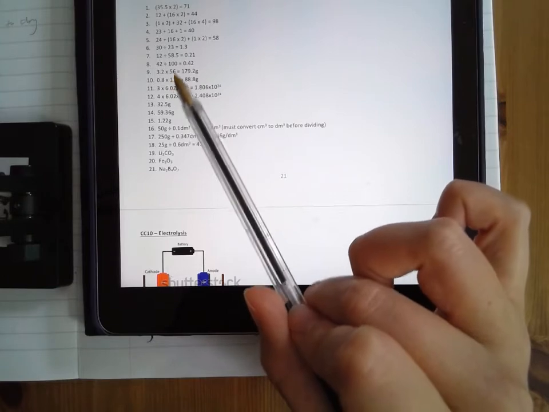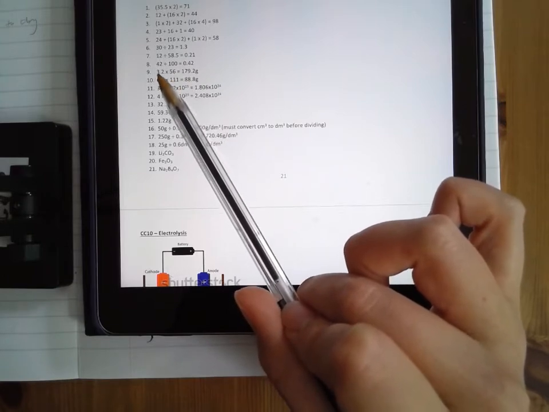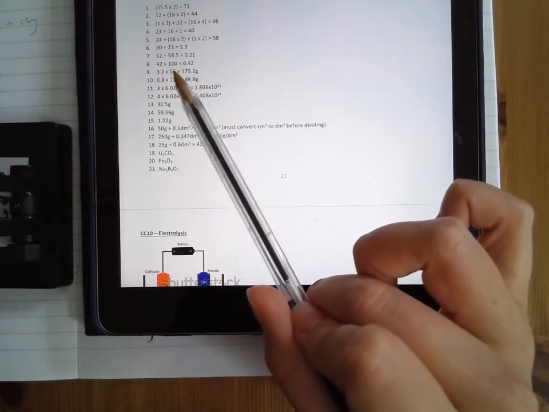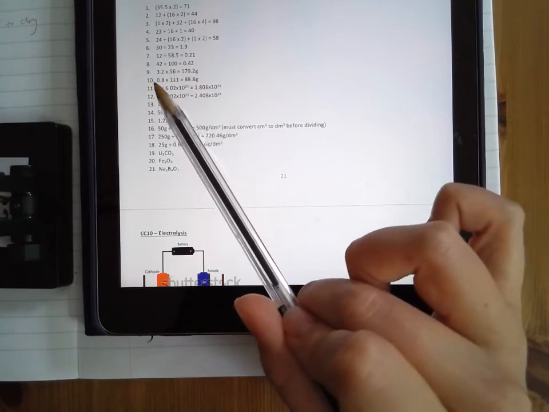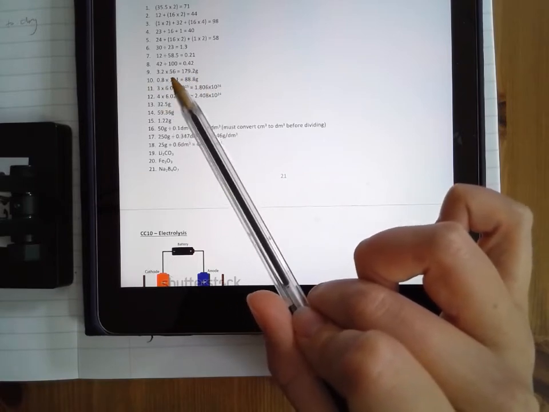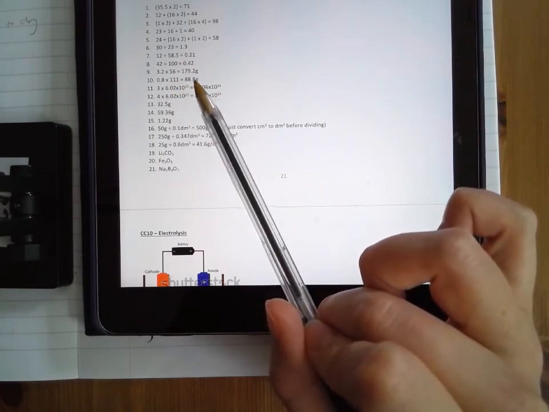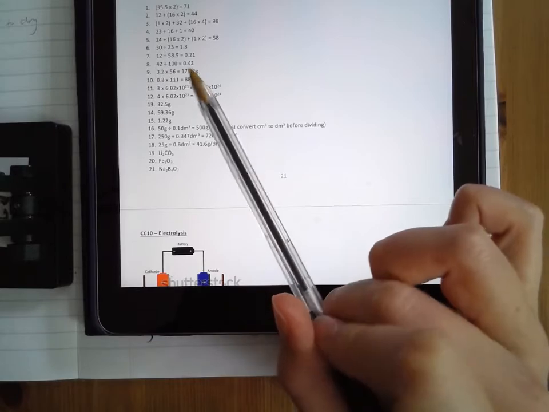In 9 and 10, I ask you for mass instead. So I say you've got 3.2 moles. You multiply by that formula mass, which works out as 56, and you get your answer in grams. In 10, you only have 0.8 moles. You multiply that by the formula mass, which works out as 111, and you get 88.8 grams.